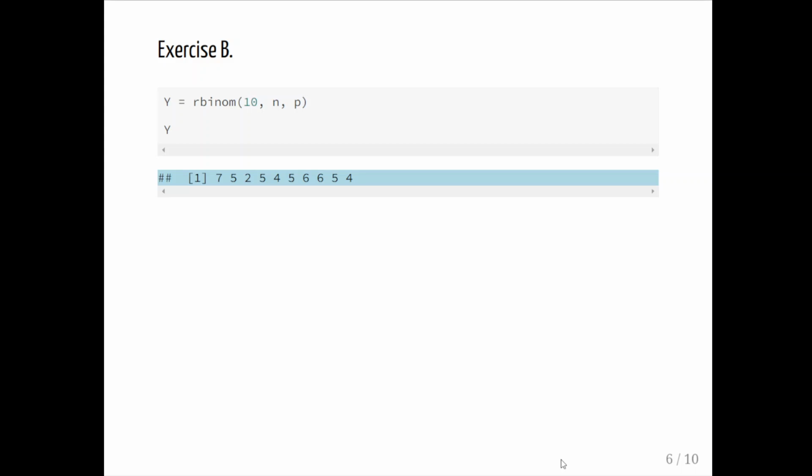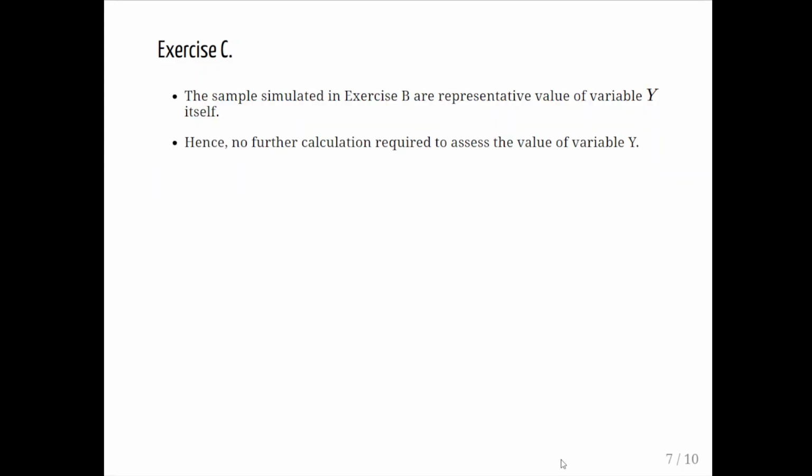So the first value of y is 7. That means there were 7 successes out of 10 trials. Then 5 successes out of 10 trials, and so on. Okay, so that's the answer to part B. That's how we set up a little binomial data set that is distributed with n equal 10 and p equals 0.5.